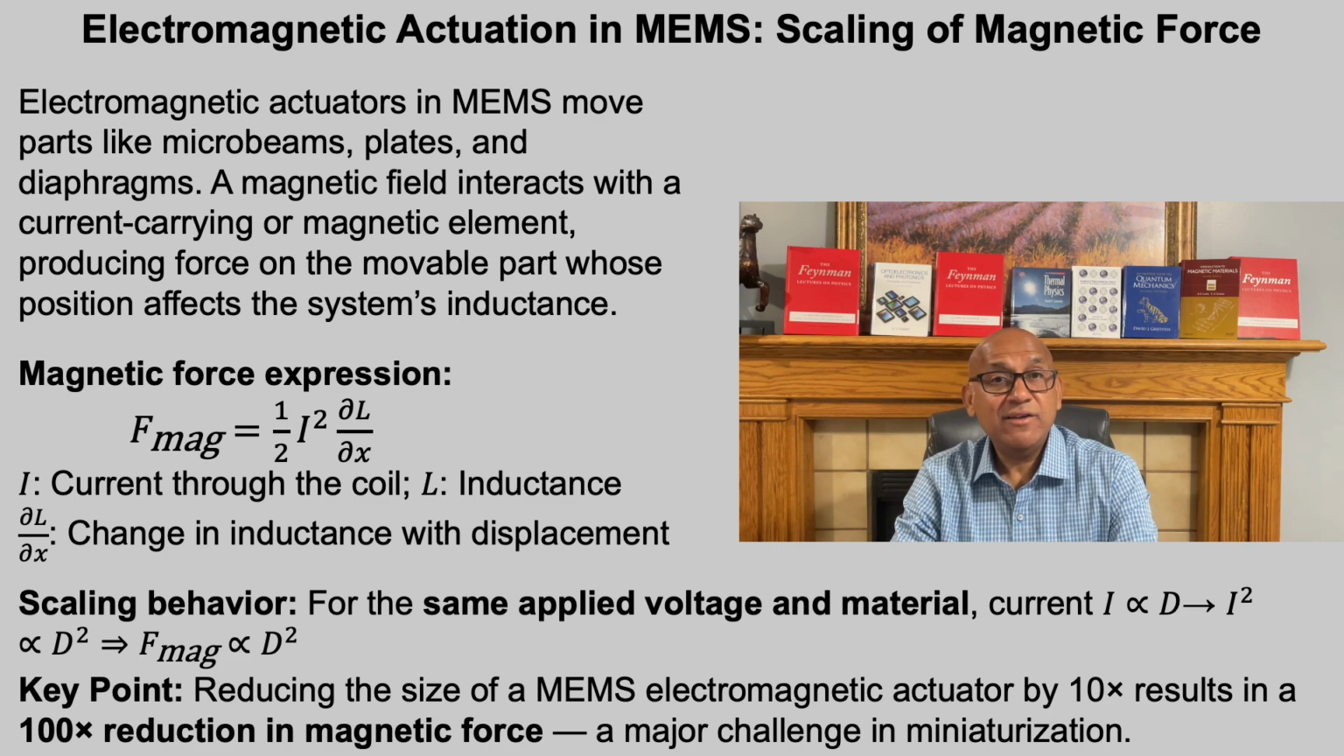The key takeaway is that if you shrink a MEMS electromagnetic actuator by a factor of 10, the magnetic force is reduced by a factor of 100. This sharp reduction in force is a major hurdle when we try to miniaturize electromagnetic systems.